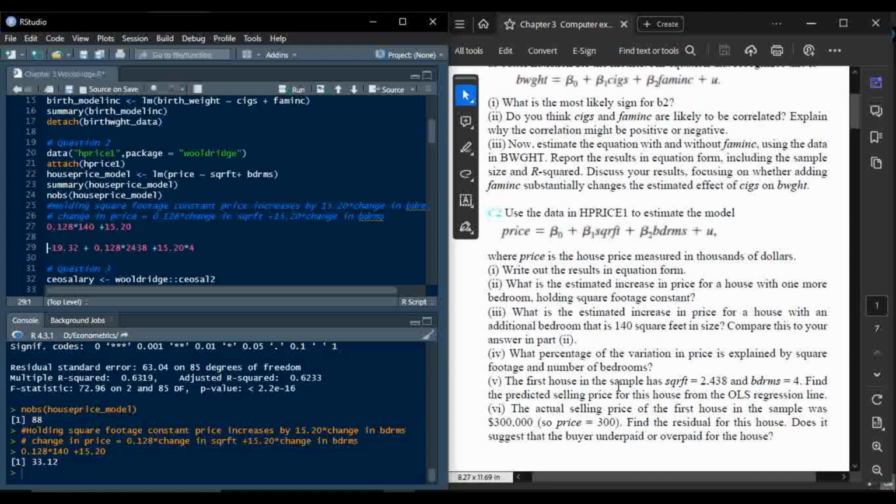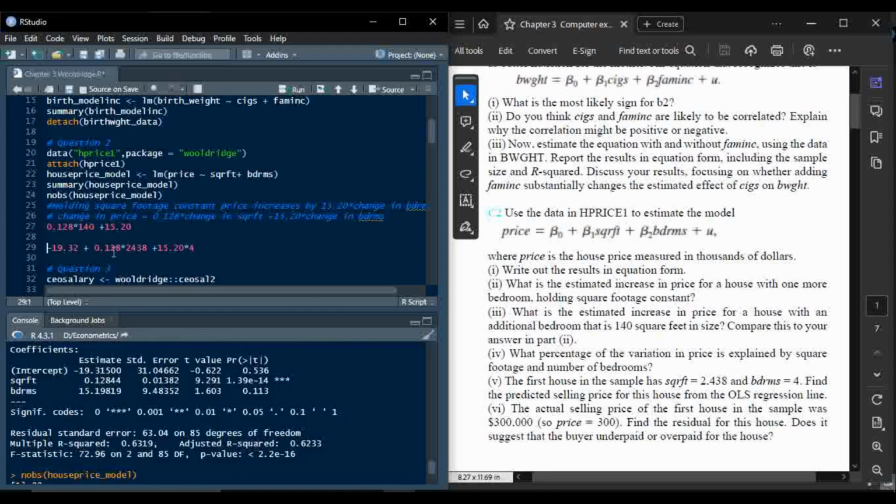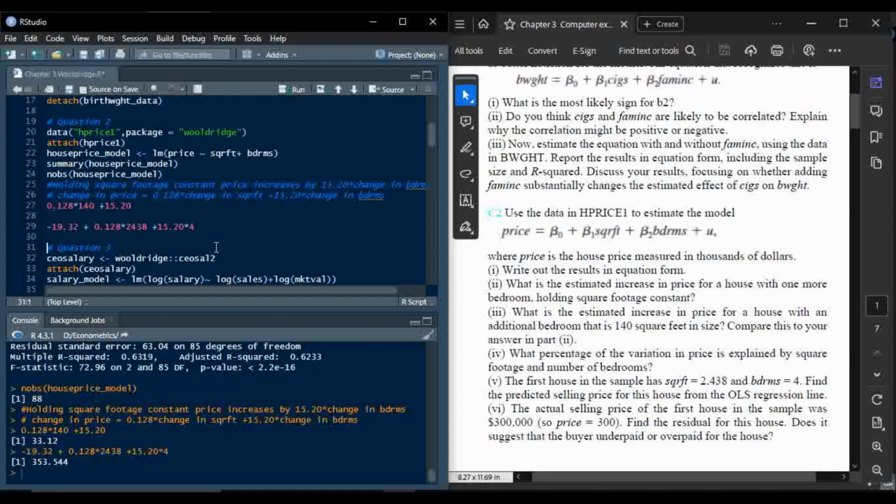Now let's look at the fifth question. The first house in the sample has square feet equal to 2,438 and number of bedrooms equal to 4. Find the predicted selling price for this house from the OLS regression line. The predicted selling price will be calculated by this equation. The intercept is minus 19.32, plus the coefficient on square feet 0.128 times the square feet in the question, 2,438, plus the coefficient on the bedroom variable 15.20 times the number of bedrooms in this question, which is 4. So this will give us the answer of this question. The answer is 353.544, that is $353,544.